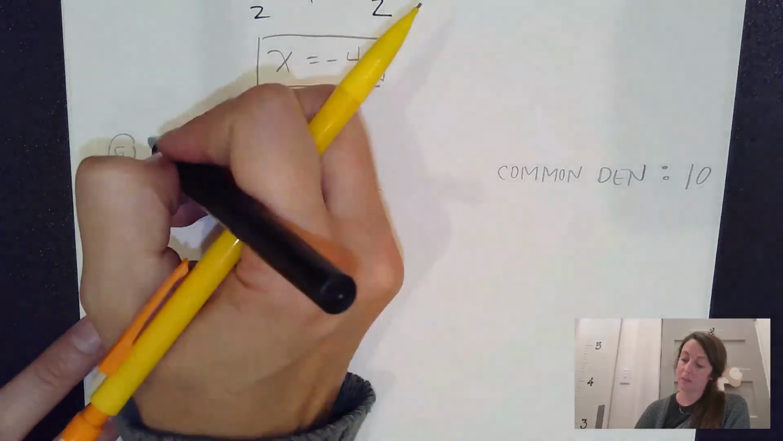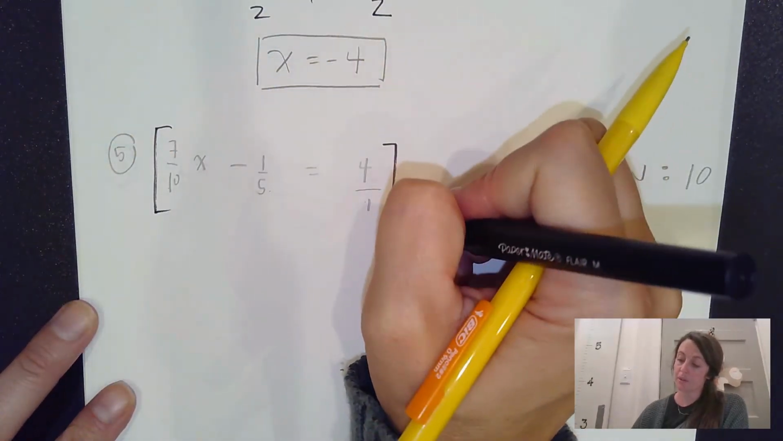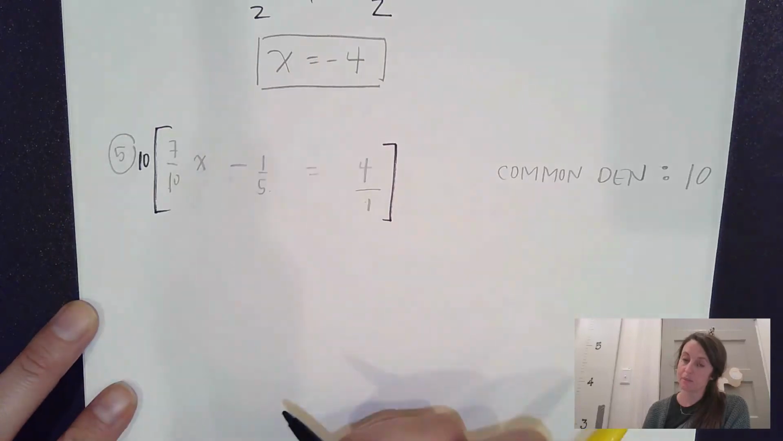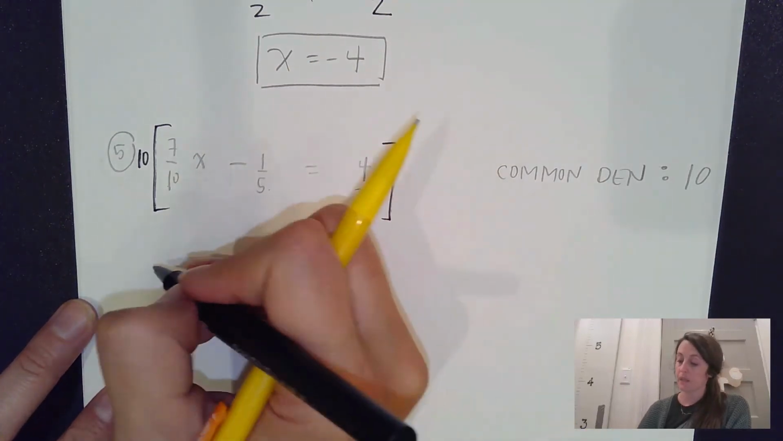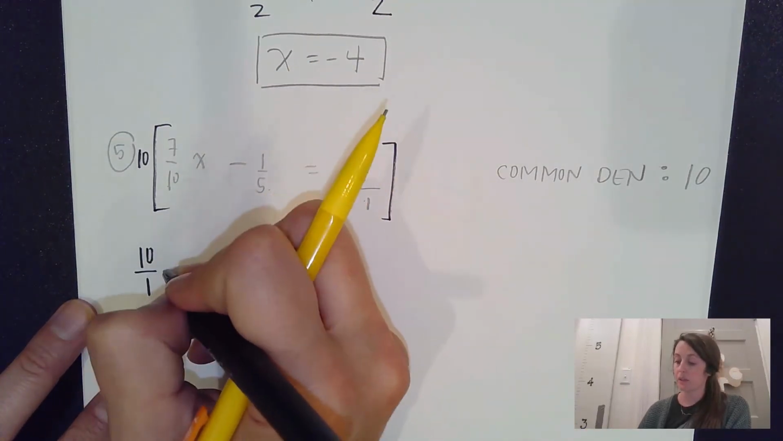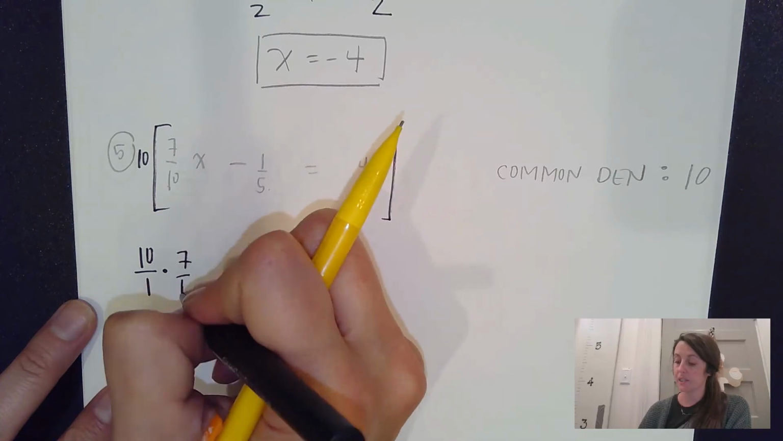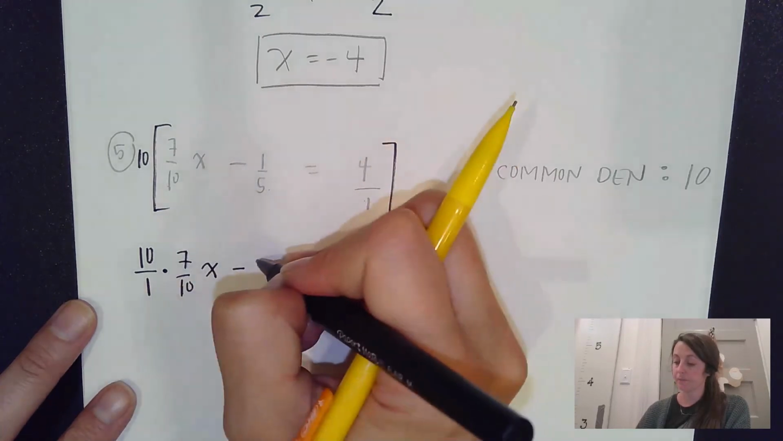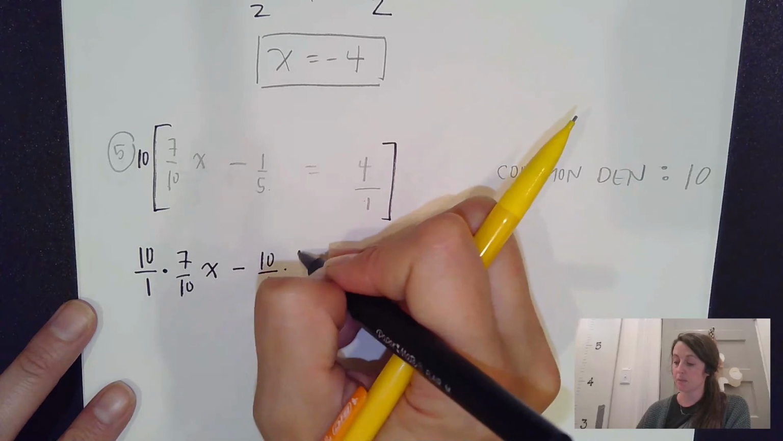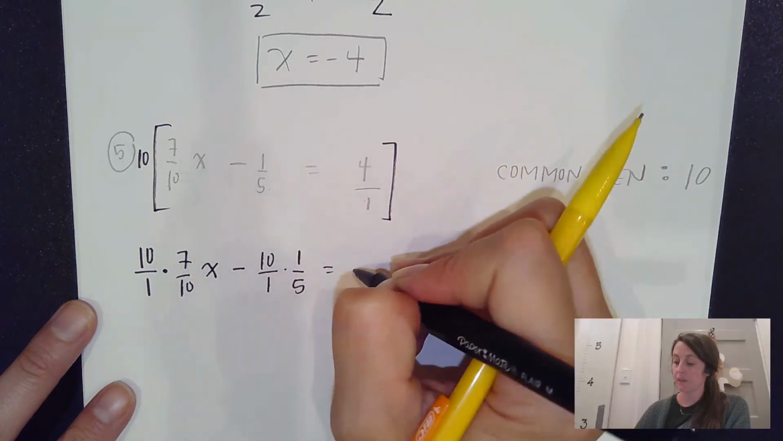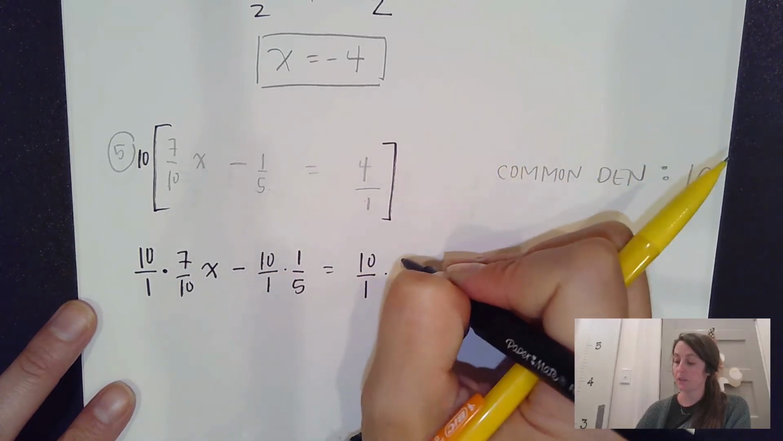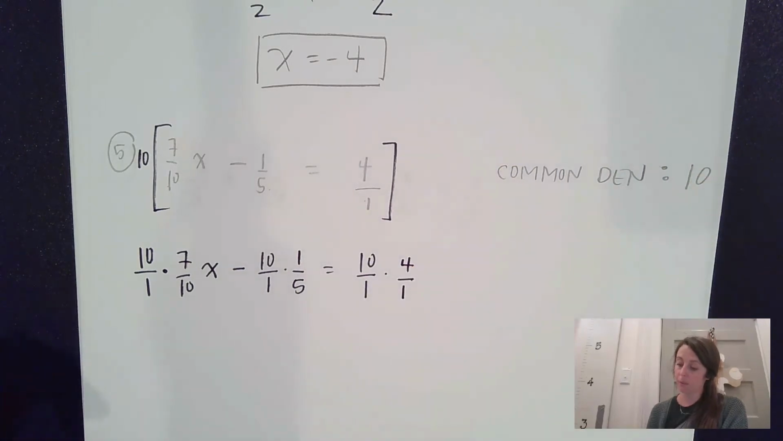So that means I'm gonna write this one a little bit different. I'm gonna multiply everything by 10, the whole thing. So I'm gonna say 10 over 1 times 7 over 10 x, 10 over 1 times 1/5, 10 over a 1 times 4 over a 1.